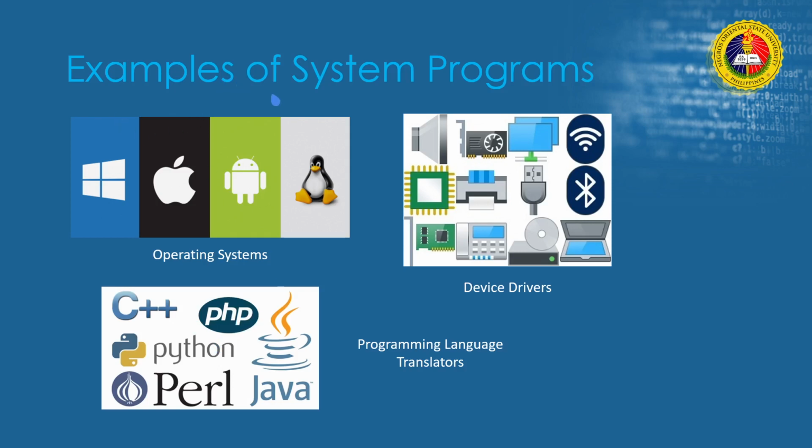All right. So these are examples of system programs. It is not something that we interact with, but it is something that our hardware or our computer needs to perform the task that we want it to do. Okay. Do you understand the difference between an application software or application program and a system program?